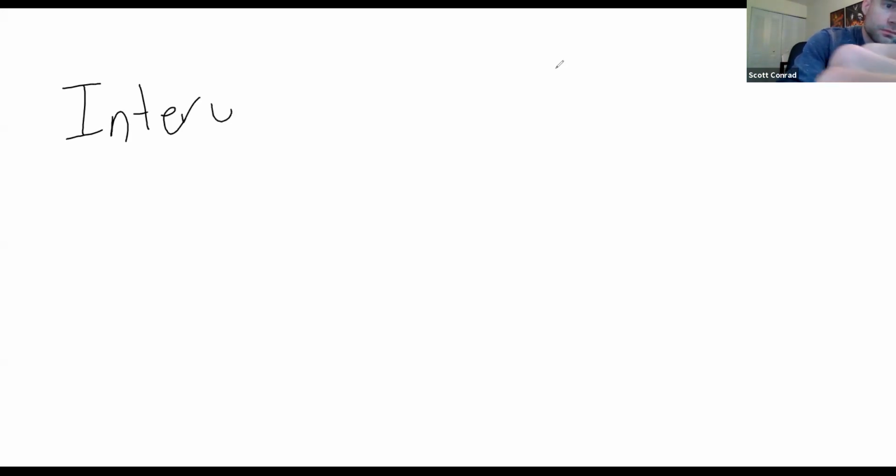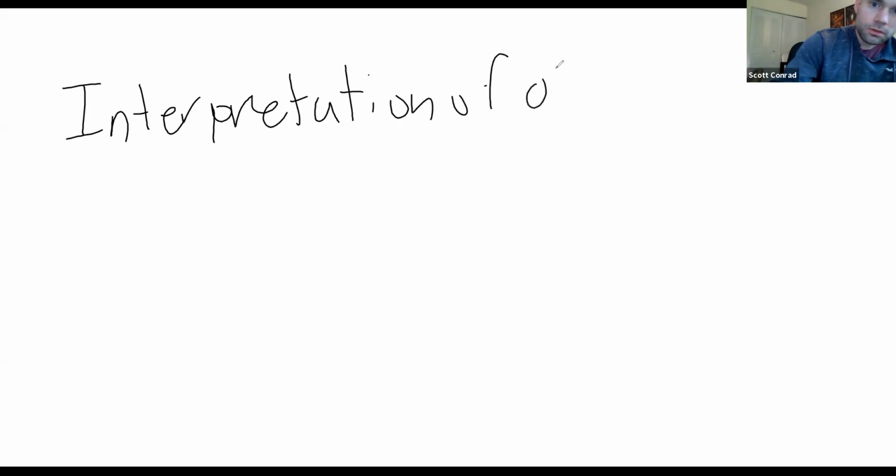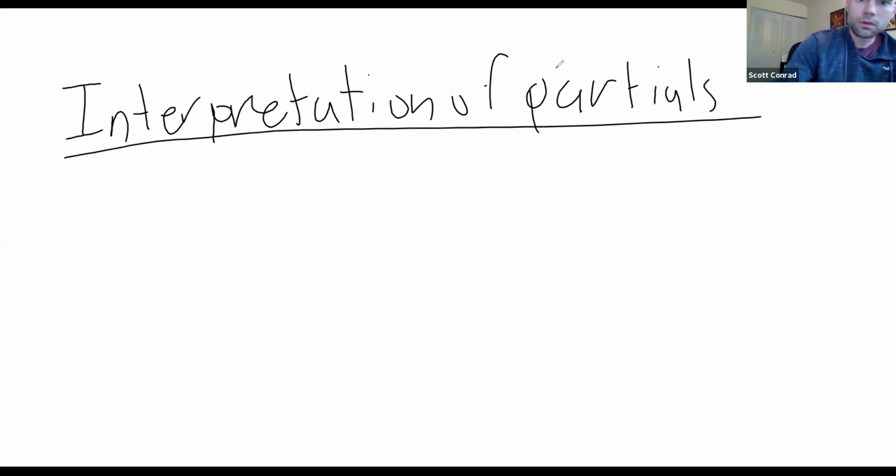Okay, so let me talk briefly about the geometric interpretation of the partial derivative. And here's a time where it would be nice if I were a better artist, but I'm going to do the best that I can here. So the interpretation of our partial derivatives, or as I call them, just partials. Commonly referred to as just partials rather than partial derivatives, just for simplicity.